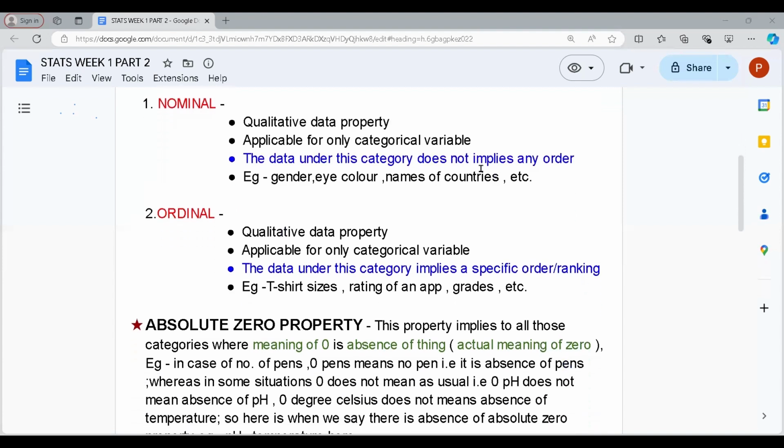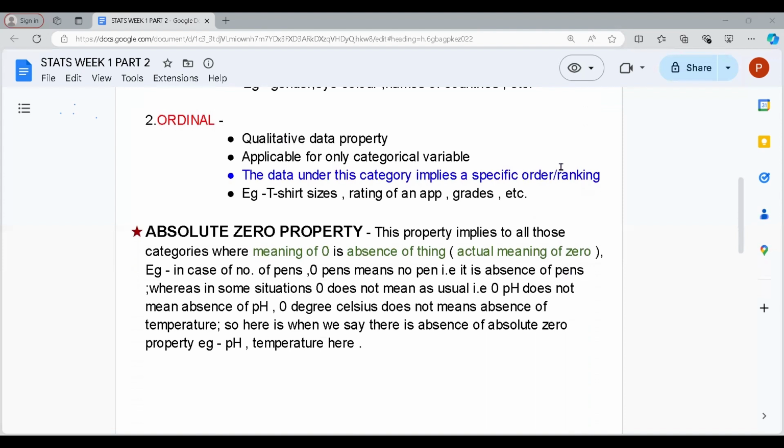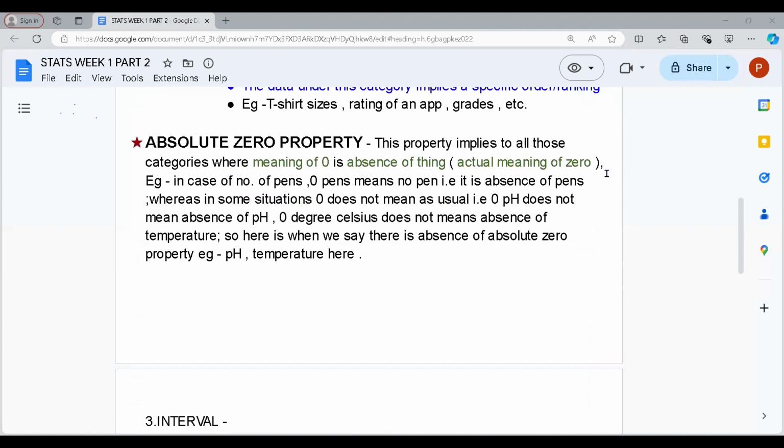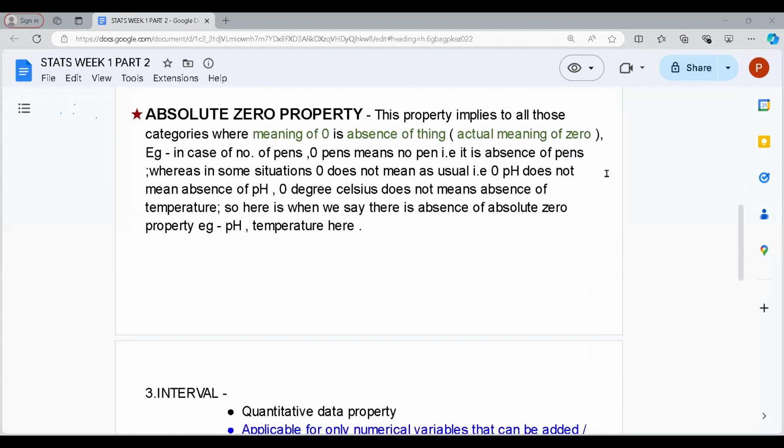First, nominal, that it is applicable for only categorical variables. It's of qualitative data property, and there is no order in the nominal variable. Ordinal is again having a qualitative data property applicable for categorical variables, but here you have a specific order or a ranking. Then we discussed a very important property, the absolute zero property, which just means that the meaning of zero is absence of thing. When you are not having this property in any of the categories, for example pH or temperature, then you say that there is an absence of absolute zero property, and that creates a lot of difference.